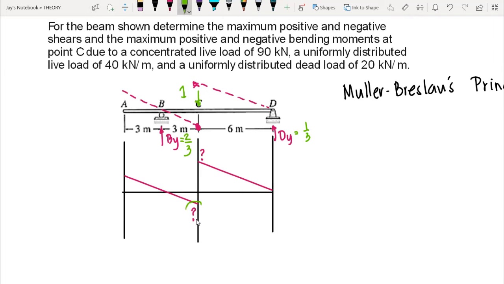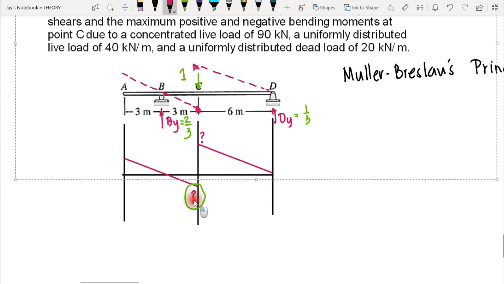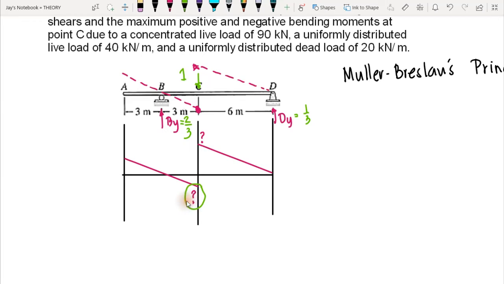So to determine the ordinate at this point, we just need to consider dy, since that is located on the right side of our C, and this ordinate here is referring to the left side of the C. So therefore, our ordinate here is equal to 1/3. Okay, and this one is negative.